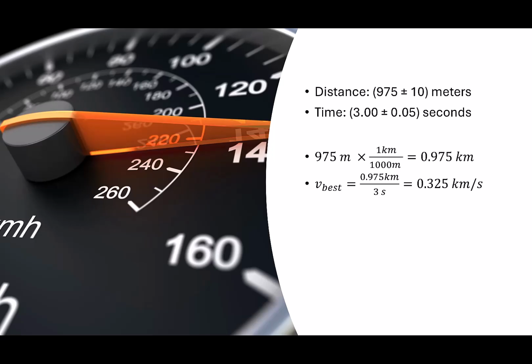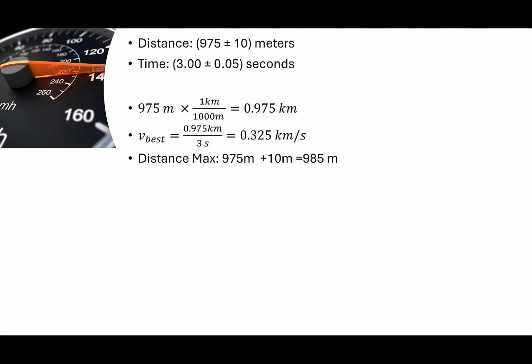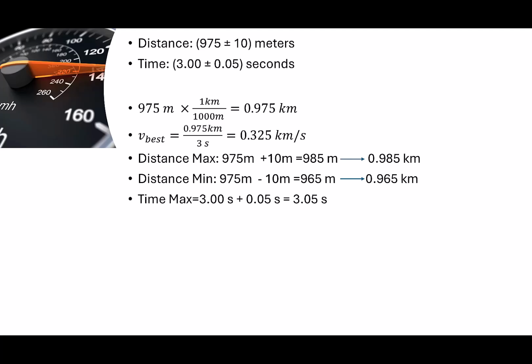Our strategy will be to find the max and min for the distance and the time. The largest possible distance is 975 plus 10, which is 985 meters. We know we need to convert that to kilometers by dividing by 1,000. That gives us 0.985 kilometers. The minimum distance is 975 minus 10, which is 965 meters, which we again divide by 1,000 to get 0.965 kilometers. Our maximum time is 3 seconds plus 0.05, which is 3.05 seconds. Then our minimum time is 3 seconds minus 0.05, which is 2.95 seconds.